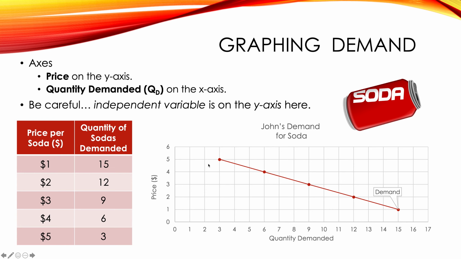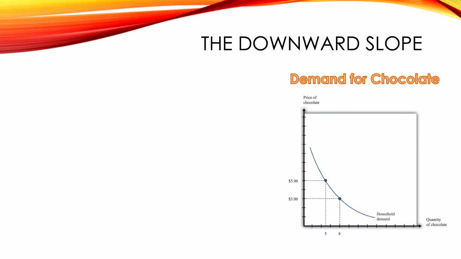And the important thing to remember here, you have to be very careful about this, is that quantity demanded, which we're going to treat as the dependent variable, is on the x-axis, and price, which we're going to treat as the independent variable, is on the y-axis. So if you remember that, you're less likely to get turned around. So let's talk about the slope of the demand curve, this negative relationship.